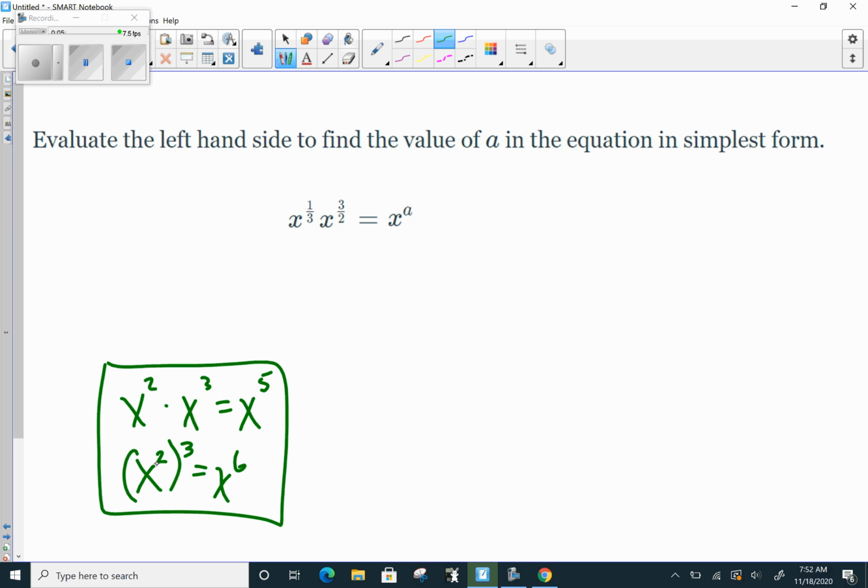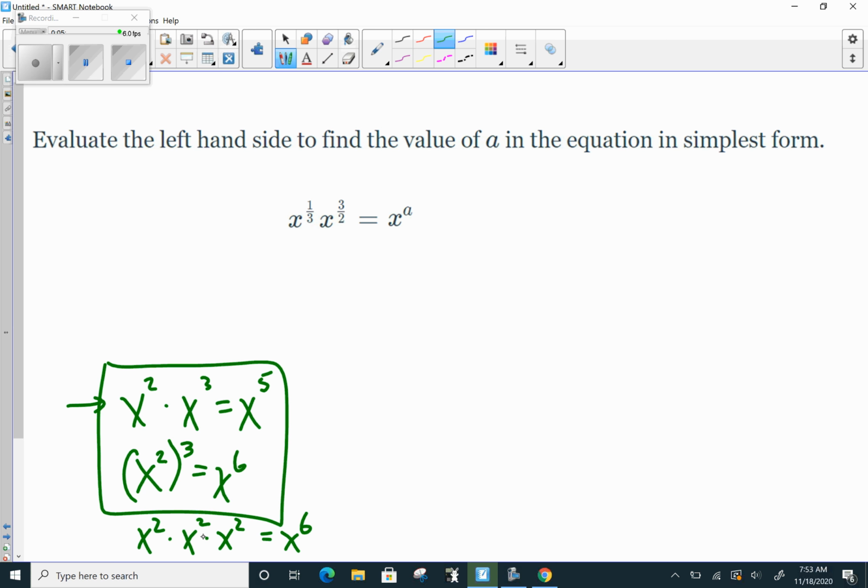The reason why is because if you have x to the second, to the third power, it means that you have 3 of those same expressions. When you're multiplying with the same base, just like rule number 1, you add the exponents. So 2 plus 2 is 4, plus 2 is equal to 6. So that's going to be x to the 6.